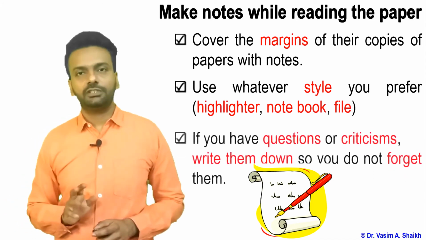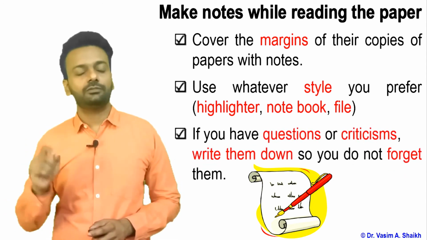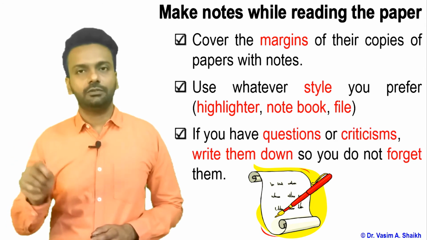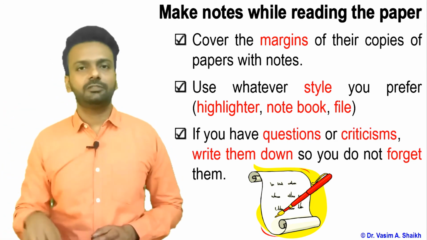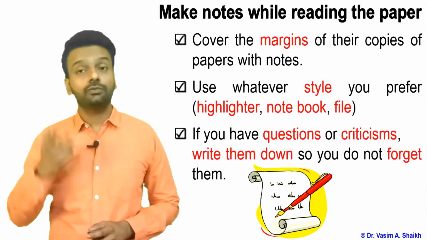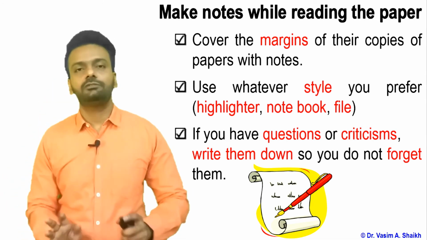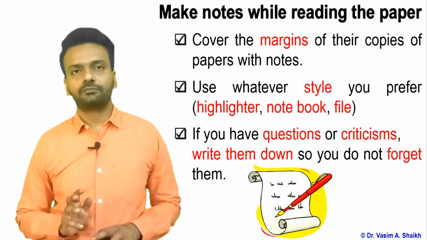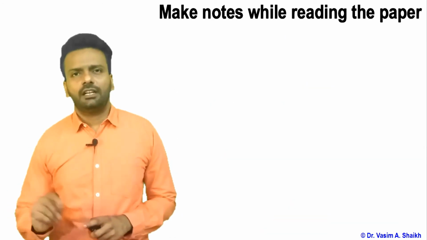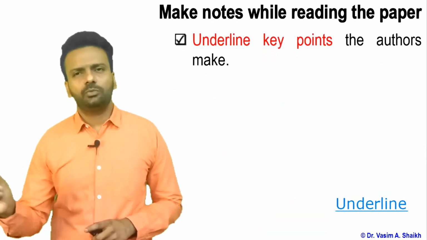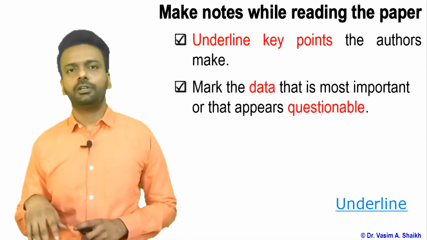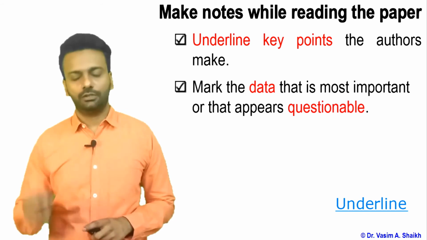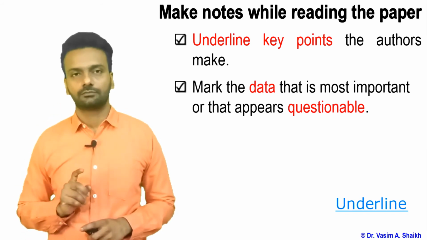Then if you have questions or criticism, write them down. Sometimes we feel that these are my questions, but you go to the next page and you forget about it. So it is better to write it down so that you don't forget them. That is one thing we want to note here. Then underline the key points, what the author is trying to make. Underlining, highlighting, all these things are there. Mark the data that is most important, or that appears questionable, you can also underline that.